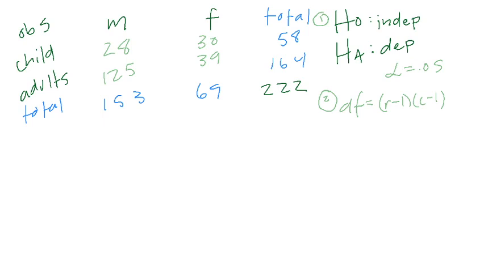So for rows, we have 2 rows of data, children and adults. For columns, we have 2 columns of data, males and females. So this would look something like this, which is going to give us 1, right? 2 minus 1 gives us 1. So 1 times 1 is 1. So let's go ahead and hop over to the chi-squared table.